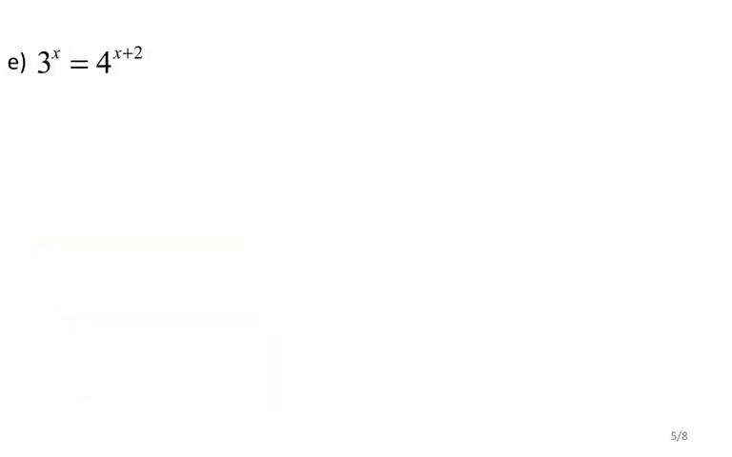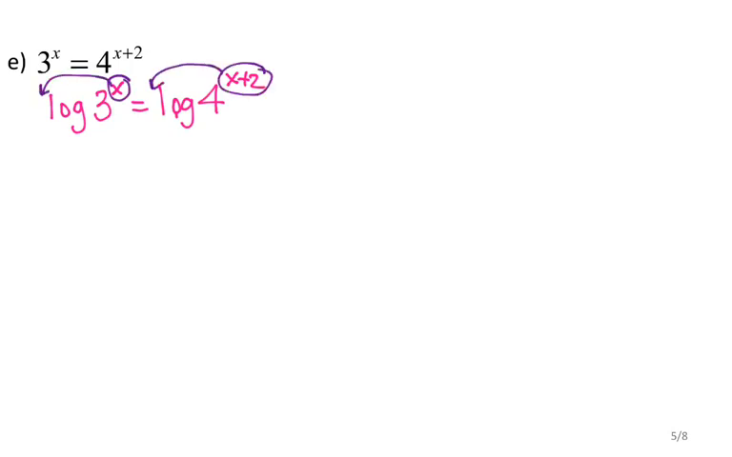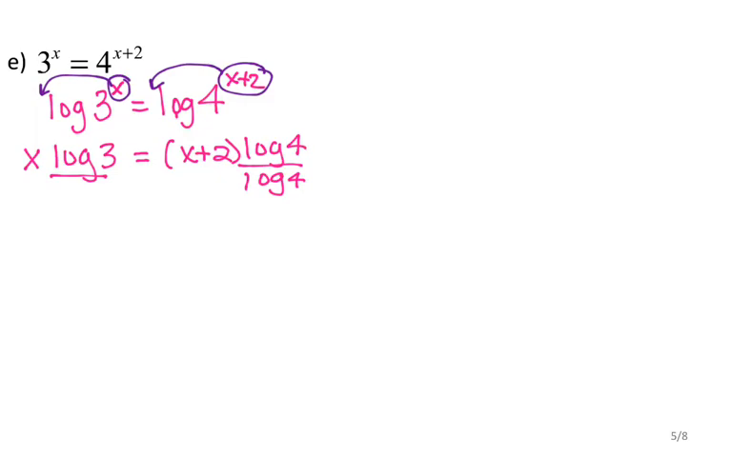Alright, letter E, same idea. I'm going to go ahead and take the log of both sides. So log of 3 to the x equals log of 4 to the x plus 2. I'm going to use that logarithmic property that allows me to bring down my exponents. So I have x times log of 3 equals x plus 2 times log of 4. And again, I do not want to distribute the logarithm. So I'm going to get rid of this log of 4 because that is the one that is right next to the parenthesis.